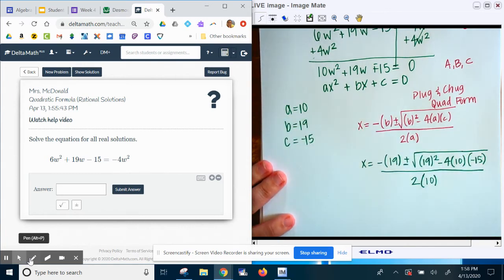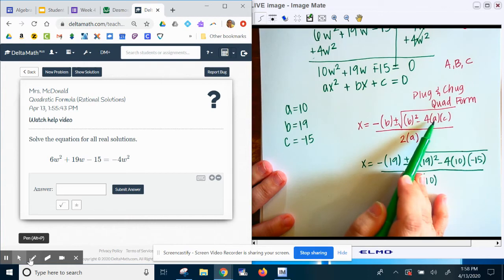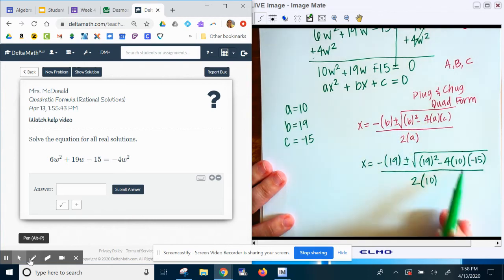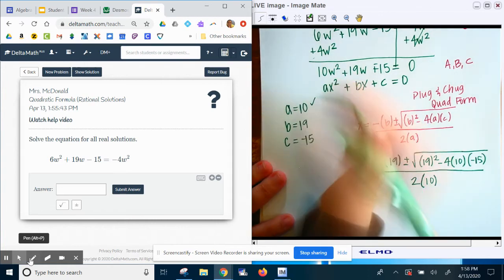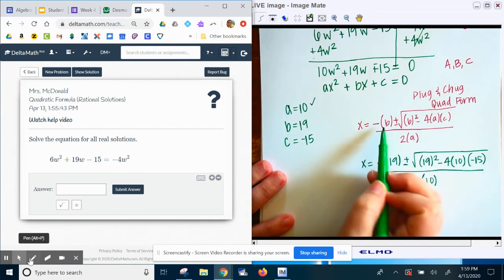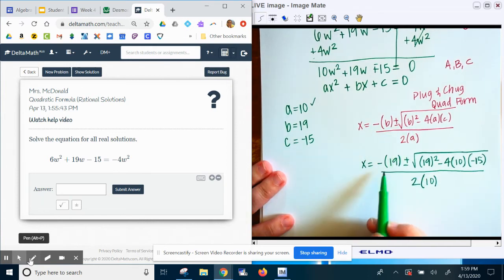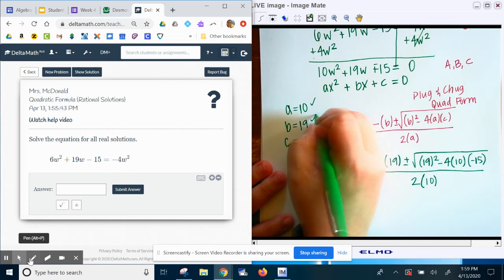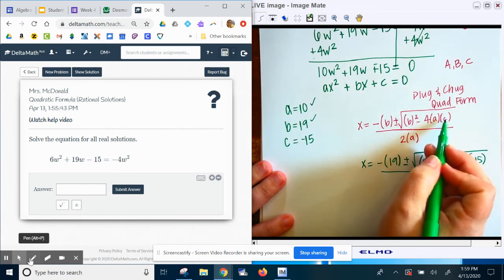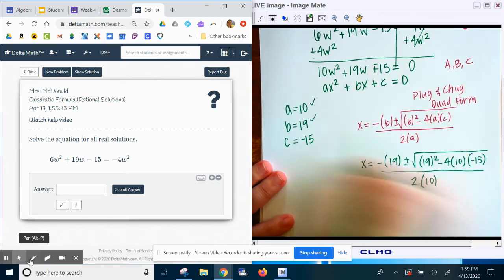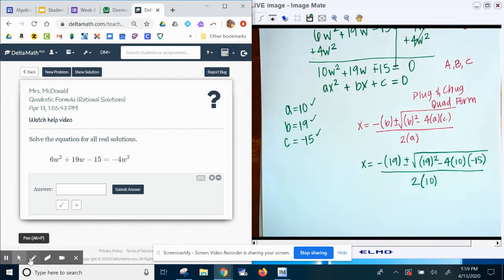Now, if I'm looking at this, I'd like to double check that I have all the things in the right spot. My a should be in 2 places, up top by the 4 and on bottom by the 2. So that looks like it worked out. My b should be in 2 places, the first 2 spots. Yep, they're both 19. And then my c should just be in 1 place, the very end of the square root. So negative 15 should be at the very end of the square root. I always check this because it's really easy to make a mistake here. And if you make a mistake here, your whole problem is wrong.